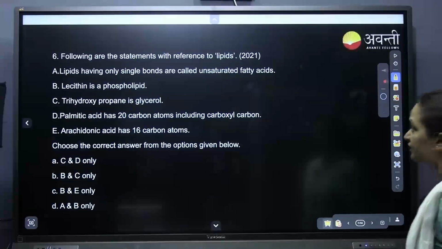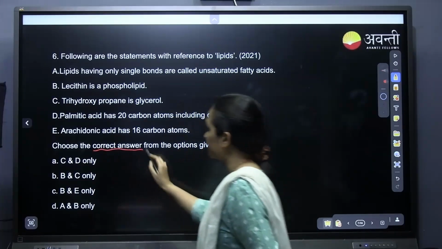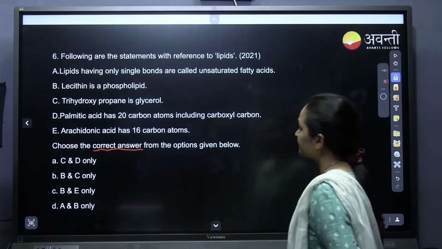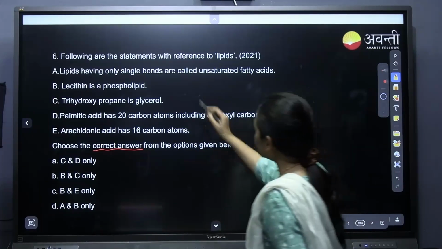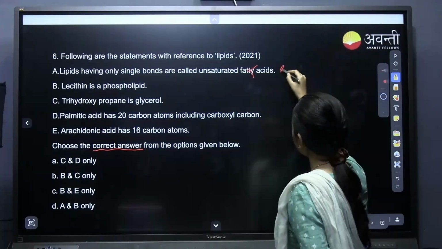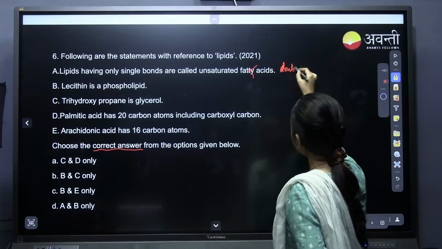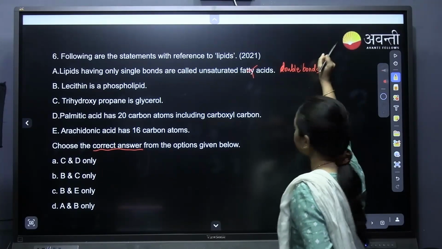Following are the statements with reference to lipids. We need to find the correct statements here. Lipids having only single bonds are called unsaturated fatty acids. Lipids having the double bonds here. Unsaturated ones have double bonds.